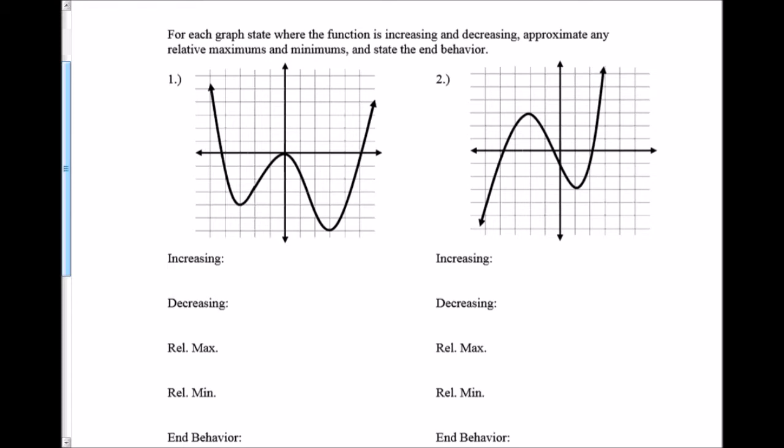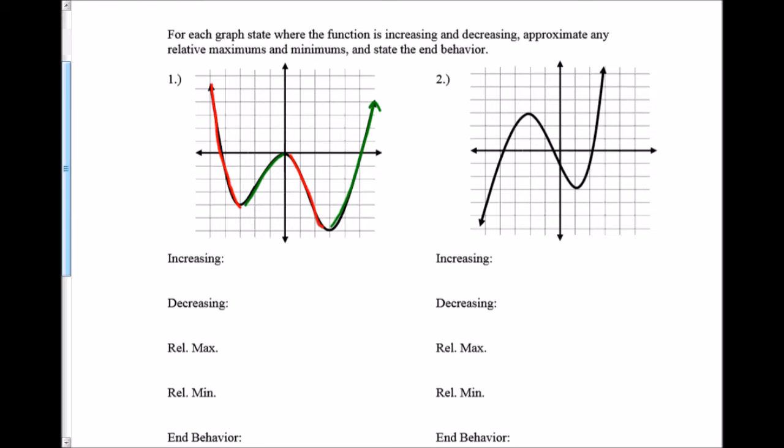So right here, the function would be decreasing because it's headed downwards. Then it would change directions and start increasing. Then it would change directions again and decrease. And then it would change directions one more time and increase for the remainder of this thing. Okay? So that's what we're talking about when we talk about increasing and decreasing.